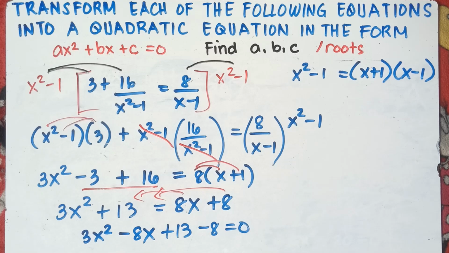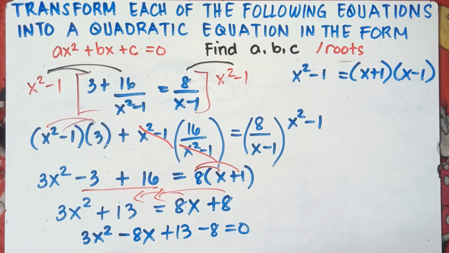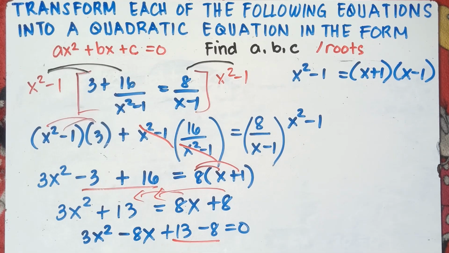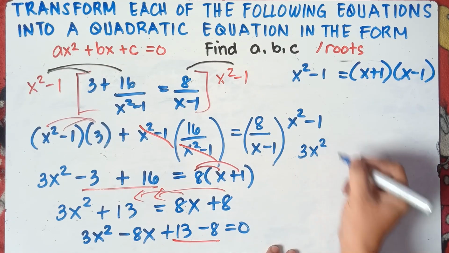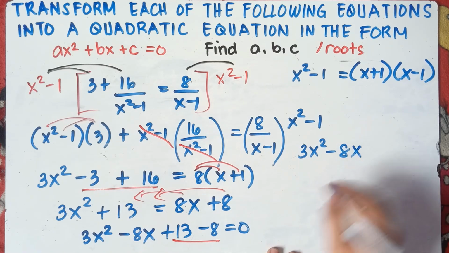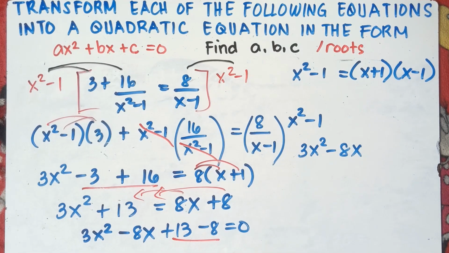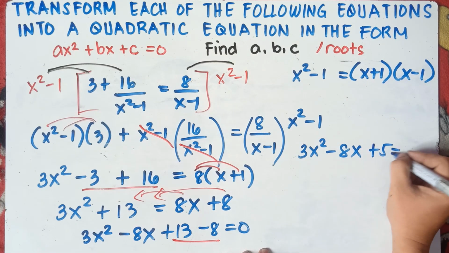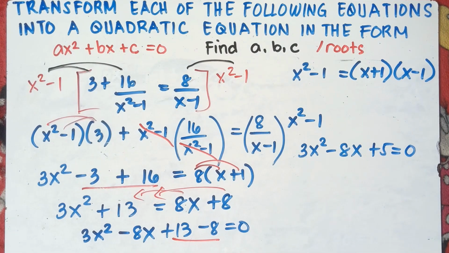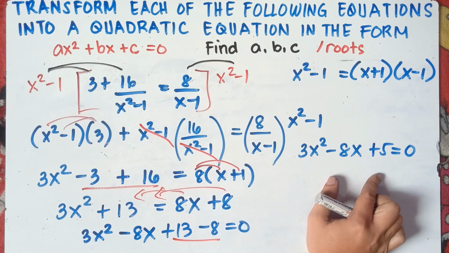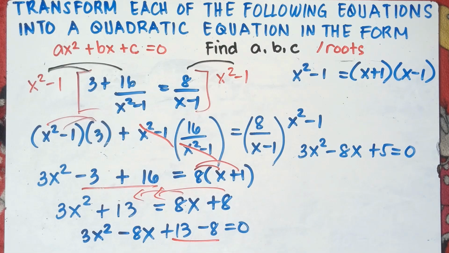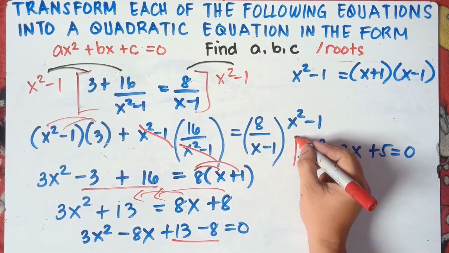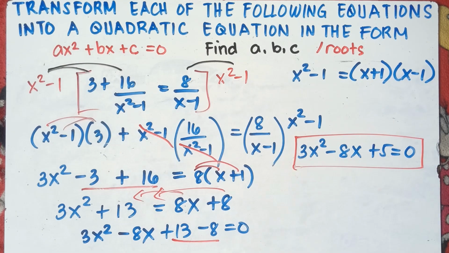Equals 0. Alright. Can we combine 13 and 8? Yep. We can combine 13 and 8. And the final answer for the equation, 3x squared minus 8x. 13 minus 8 class. 13 minus 8 is 5. Plus 5 equals 0. That's it, class. That's our equation. Can we reduce, class, 3, 8, and 5? Nope. Is there a divisible number by 3, 8, and 5? Nope. There's no other number. That would be our final answer, class, for the equation.